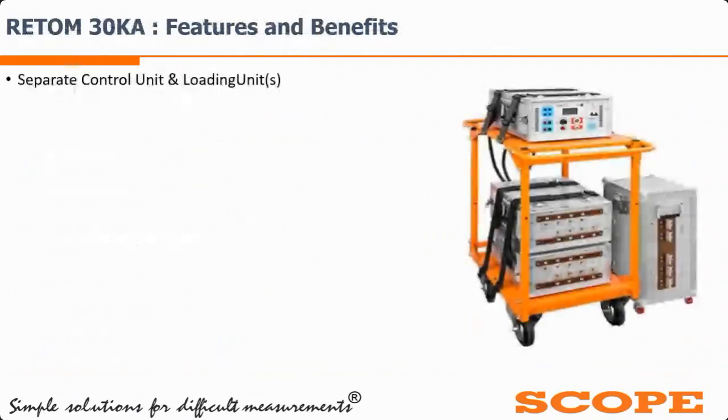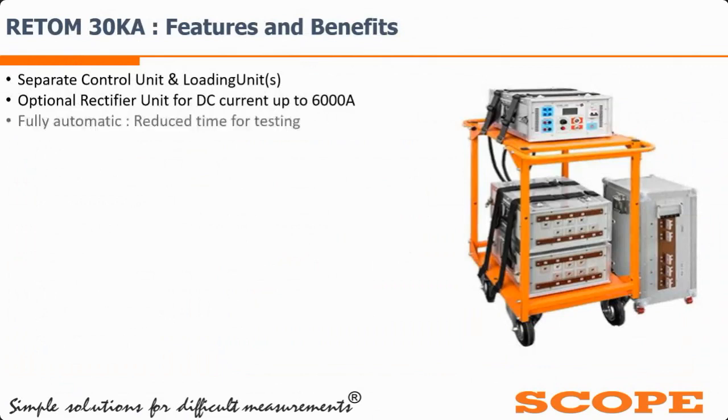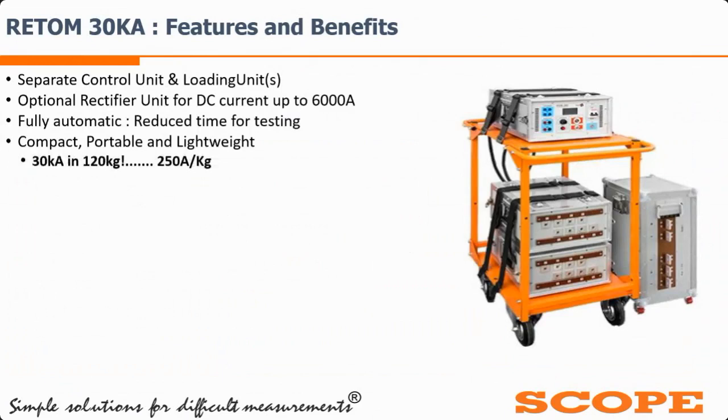For that, we have provided a separate control unit and loading unit. An optional rectifier unit we are providing for DC current applications. This rectifier unit can inject up to 6000 ampere. The instrument is fully automatic. We can reduce the time for the testing. It is a compact, portable, and lightweight instrument. That is 30K, that is 30,000 ampere. The weight of the instrument series is maximum 120 kg.